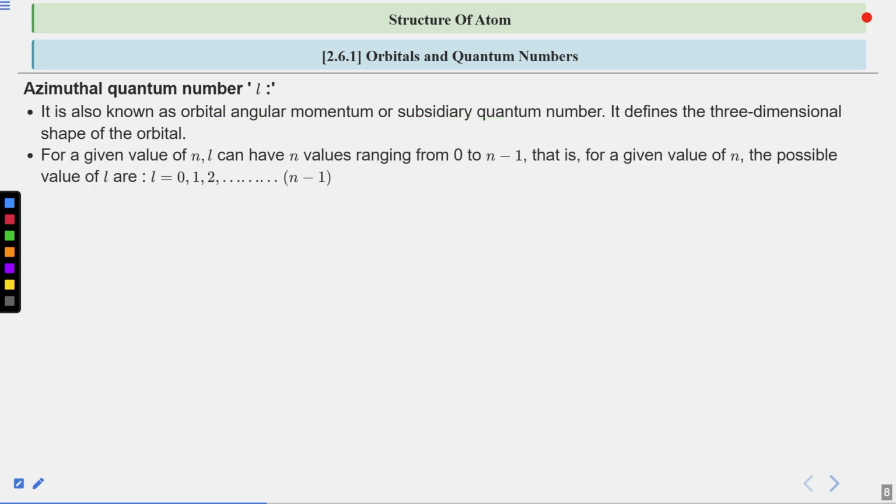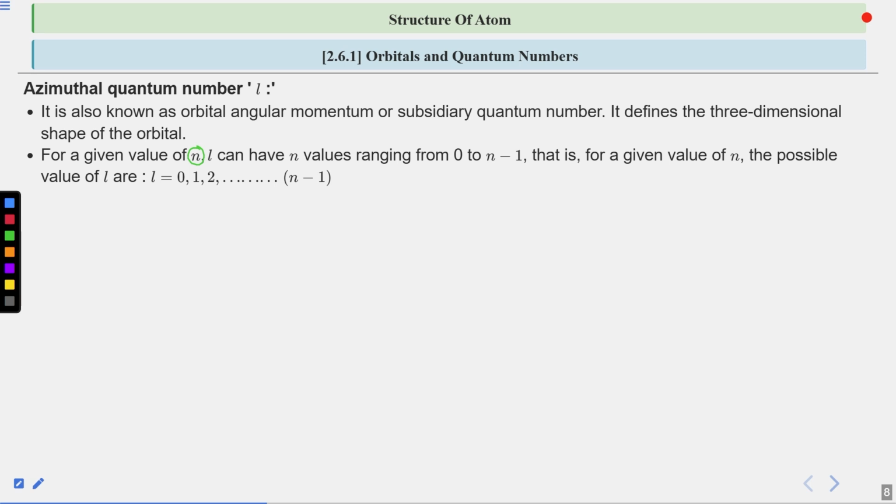Now if you have the value of n, then you can calculate the value of L. What is the meaning of this? For a given shell, the value of n is defined. If you are talking about the first shell, the value of n is 1. In that shell we will have subshells. Subshells are present in the shell, and how many are present is calculated using the value of n.